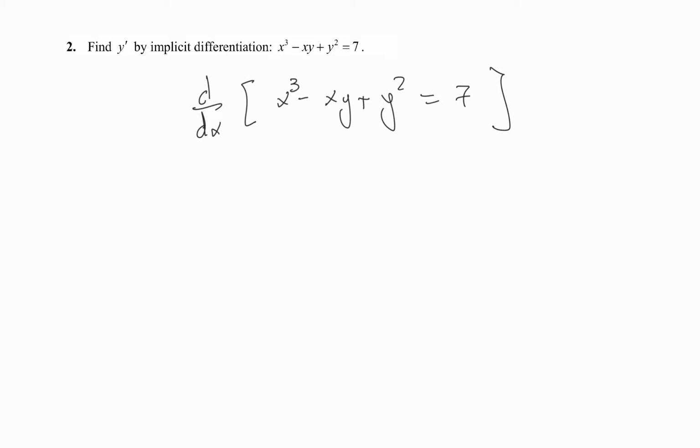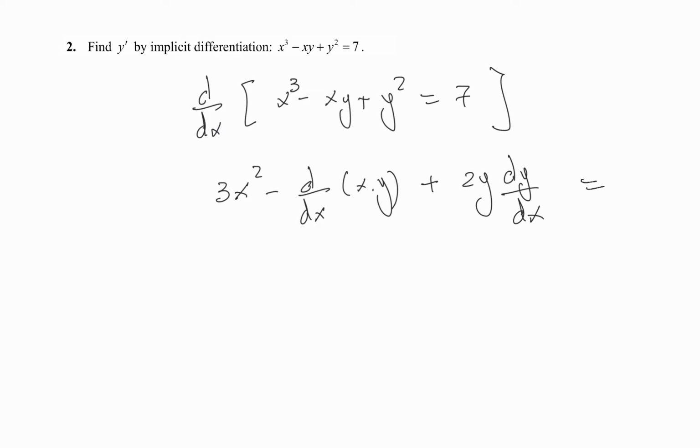What is the derivative with respect to x of x cubed? 3x squared. What is the derivative with respect to x of x multiplied by y? We need to do the product rule. Plus, what is the derivative of y squared? It is 2y multiplied by the derivative of y with respect to x. What is the derivative of 7? 0. So it will be 3x squared minus the derivative of the product.